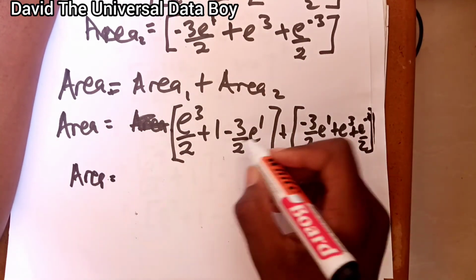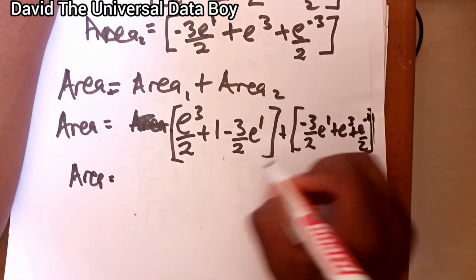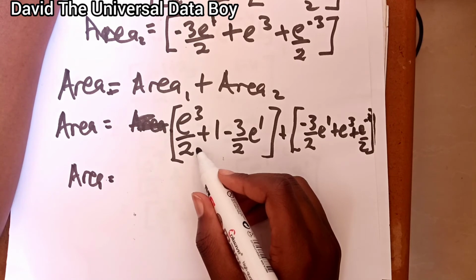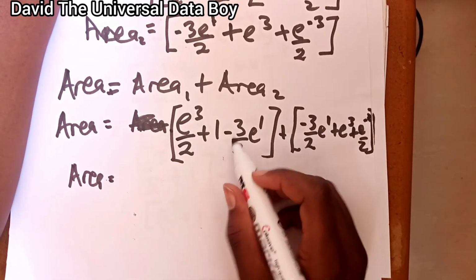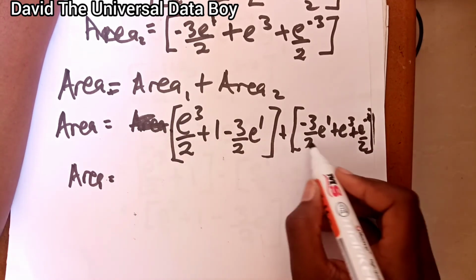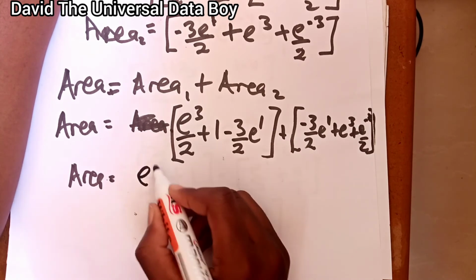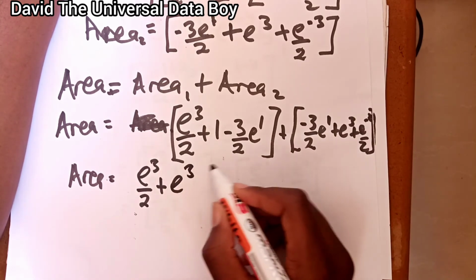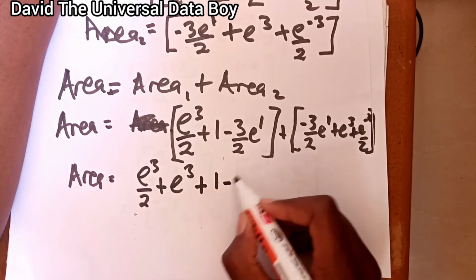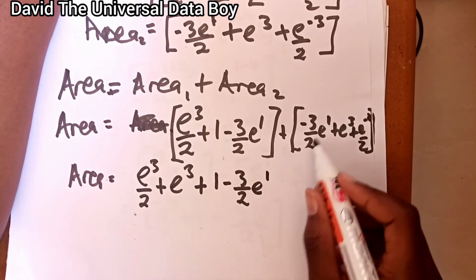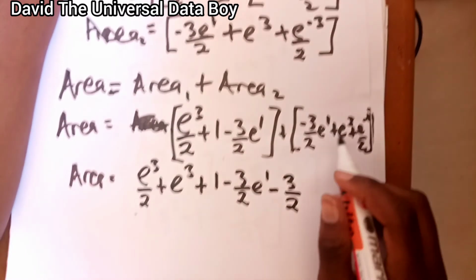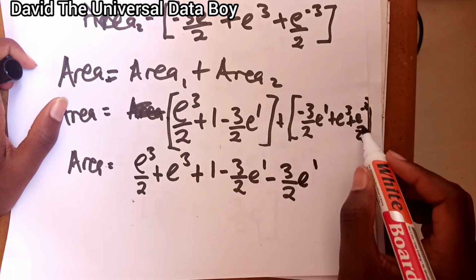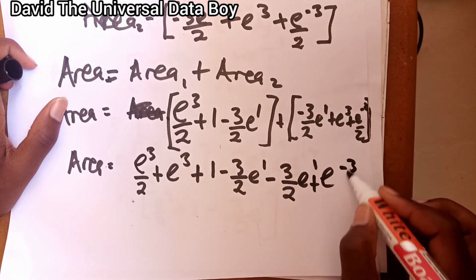So then the area is going to be given by, there are many ways of evaluating this one, but all these here are constants. The way in which I like to do it is you can get the common factors. I've got common factors in here, or you can add what's here and add what's there. So you're going to have e to the power 3 over 2 plus e to the power 3, then plus the 1 is just alone, then the negative 3 over 2 e to the power 1. You're going to have also here the negative 3 over 2 e to the power 1, and then at the end we have e to the power negative 3 over 2.